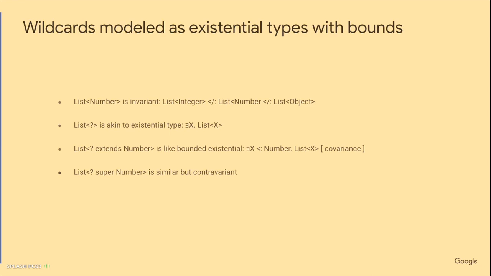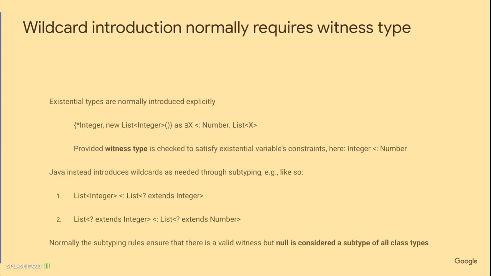In the literature, usually we think of wildcards as existential types. So there's some X, and then we have some constraints on it here, and then we have a list of that X. Right? Now, also in the literature, when we look at existential types, there's usually an explicit syntactic form to introduce an existential type. There are many ways of writing this, but here's one, and it has this thing that you see, this star Integer here. That's called the witness type. That's the type that the programmer is saying they want the existential variable that's being introduced here to stand in for, right? And this is actually pretty great because it gives the type checker an opportunity to check that these two are really consistent. And so here, for instance, we can check that Integer is actually a subtype of Number.